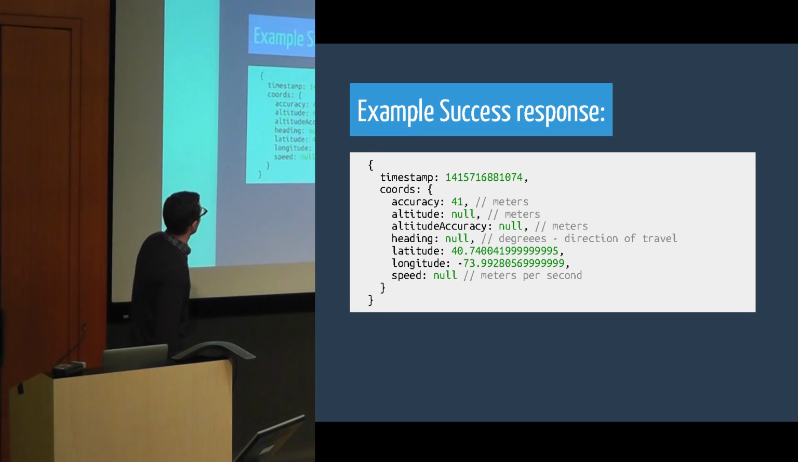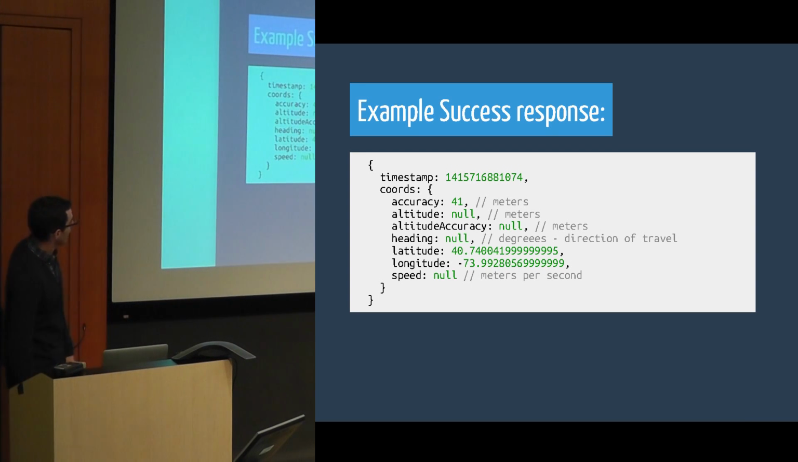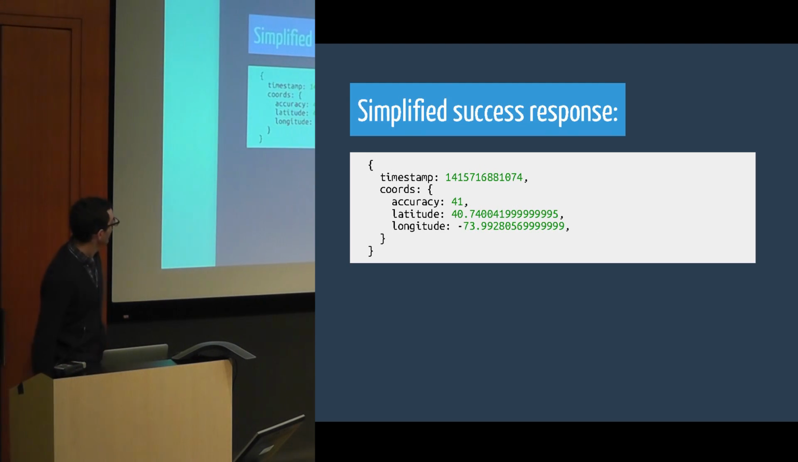The other things as well, altitude and altitude accuracy, heading, which is the direction of your travel, and then the speed. Those aren't required per the spec, so you can think about it like this. And that particular reading that I just showed you was from Google Chrome. So Chrome on my desktop did not give me any of those values.